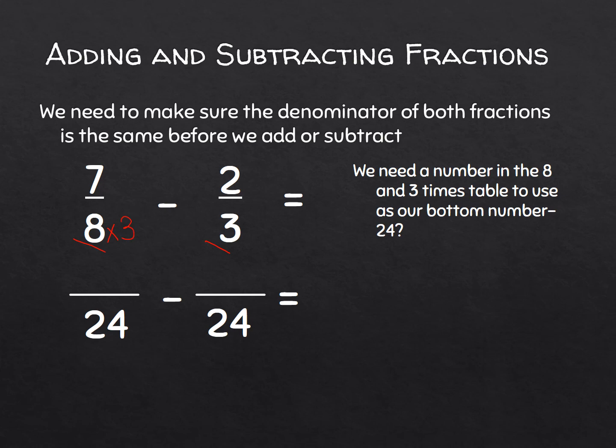Whatever we do to the bottom, we do to the numerator. So 7 times 3 is 21. And for this one here, 3 times what equals 24? 3 times 8 is 24. Whatever we do to the denominator, we do to the numerator. So 2 times 8 is 16. And then we just subtract those numbers. So 21 minus 16 is 5. And the bottom just stays as 24.